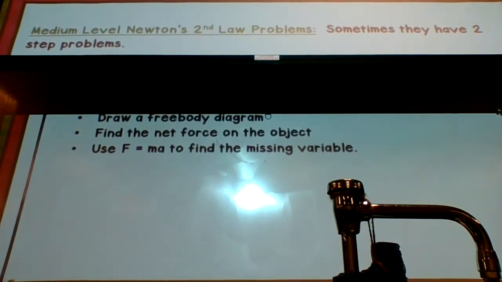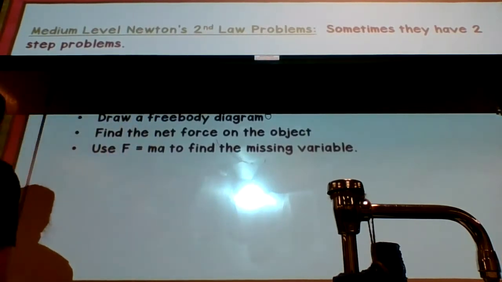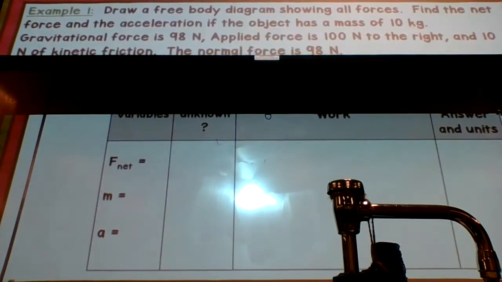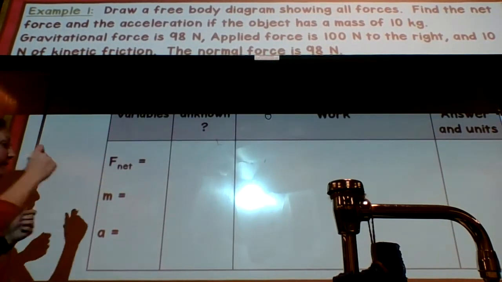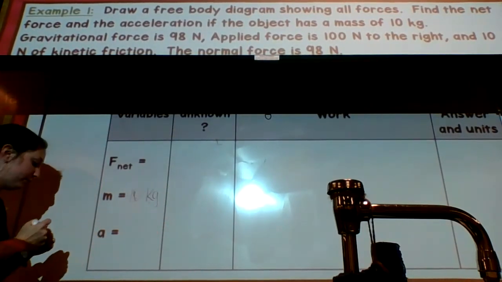We're still using F equals ma, but now we're going to look at free body diagrams with this equation, to tie what we've been learning with what we're learning today. Draw a free body diagram showing all forces. Find the net force and the acceleration if the object has a mass of 10 kilograms. So I know that I have a mass of 10 kilograms. That's my M, 10 kg.